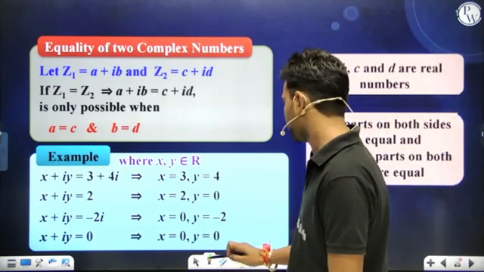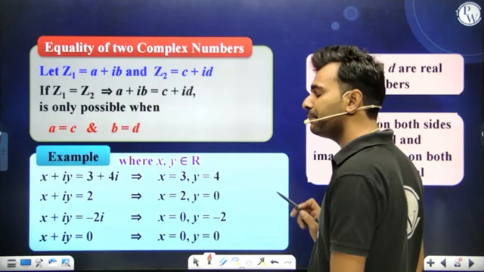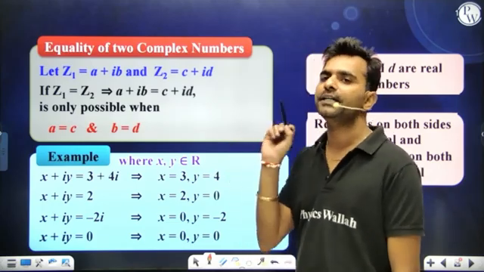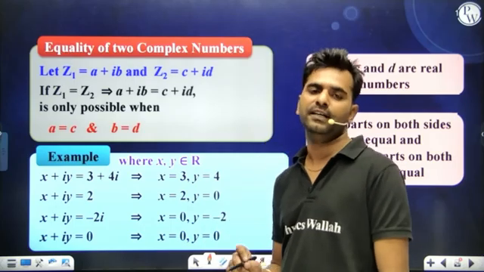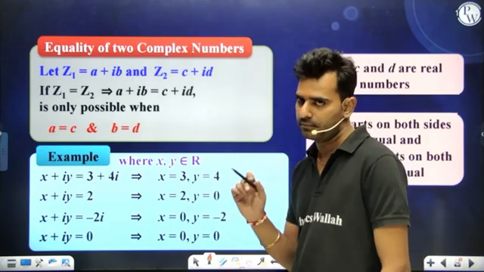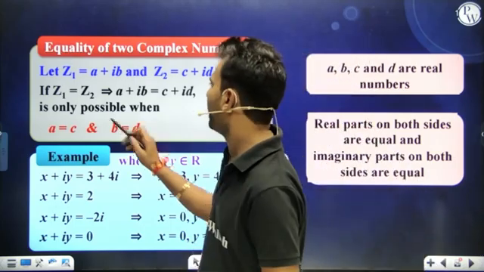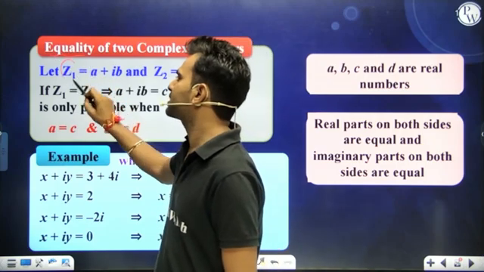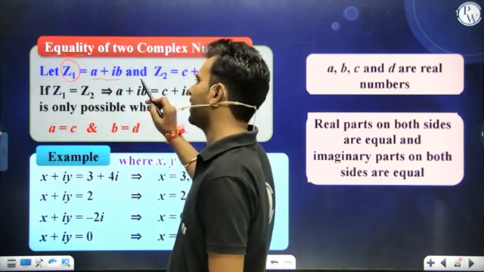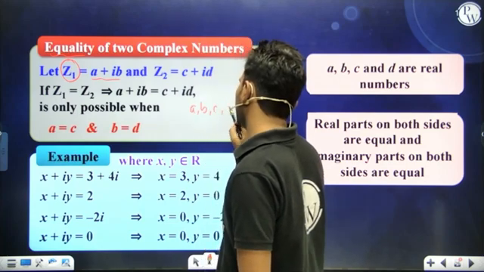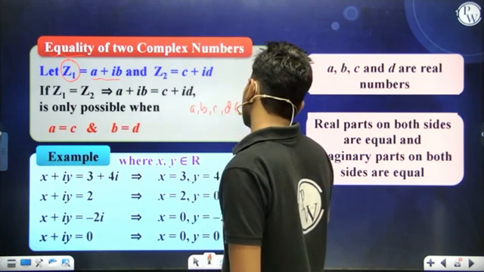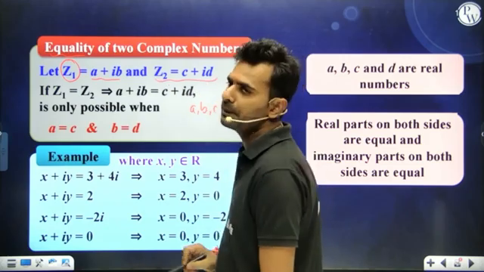Okay. Now talking about equality of complex numbers, let me tell you one thing, that inequality is not defined in complex numbers. Any complex number cannot be greater than or lesser than any another complex number. Inequality is not at all defined. Equality of complex numbers, let's say a complex number z1 is there, a plus ib, where a and b are real numbers. Okay, let me tell you, a, b, c and d are real numbers. And z2 is another complex number, c plus id.